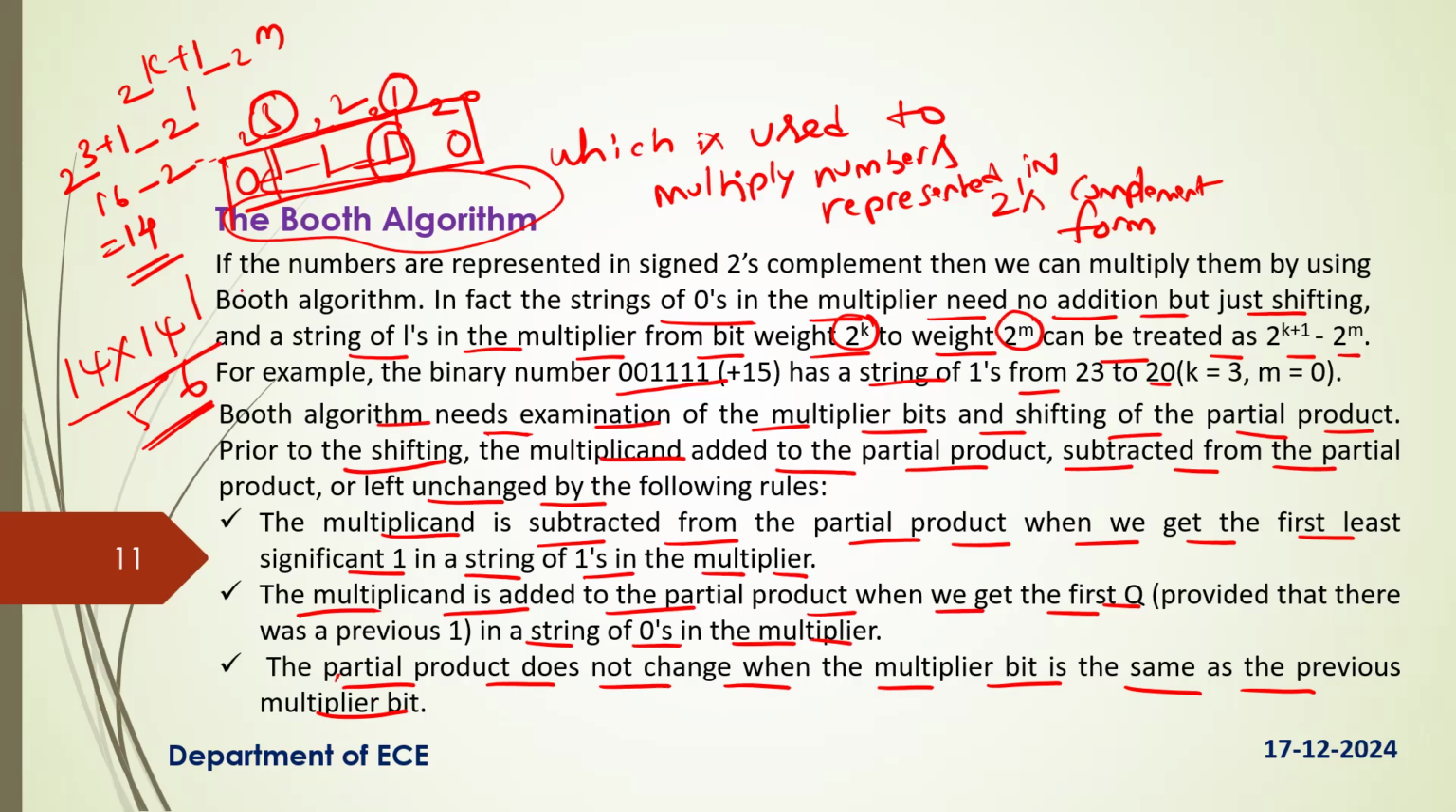So that means 0, 0 or 1, 1. Here are the possibilities I am explaining: 0, 0, one case; 0, 1, one case; 1, 0, one case. 0, 0 and 1, 1 both belong to the same case, that is, when the multiplier bit is the same as the previous multiplier bit.